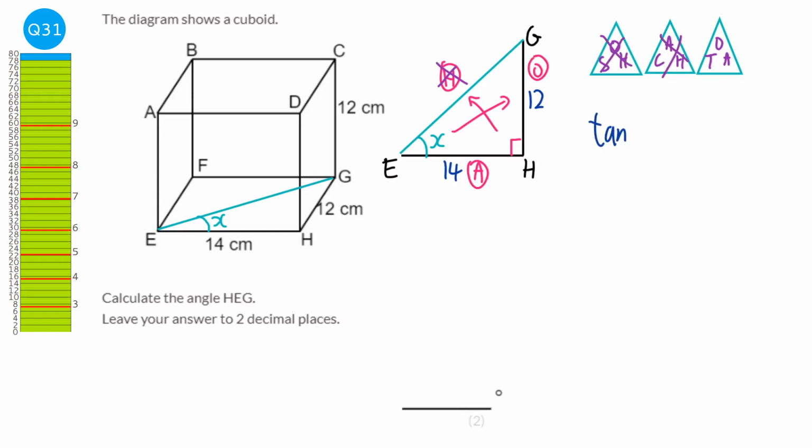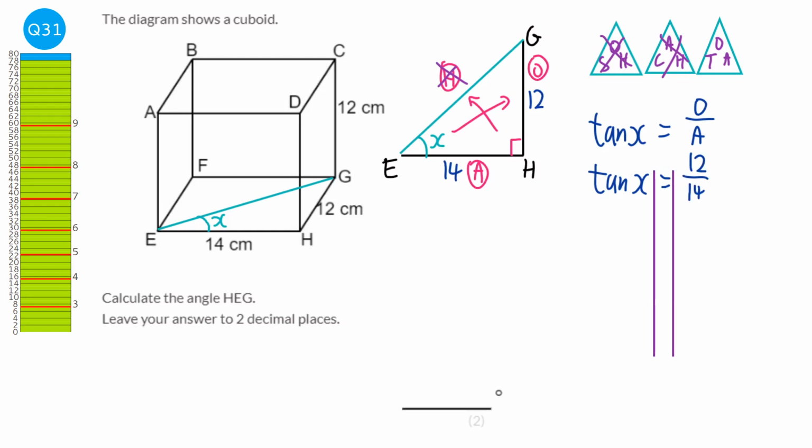TOA is short for tan of the angle equals the opposite over adjacent. The angle is what we're looking for, so I'm just going to call that X. The opposite is 12 and the adjacent is 14. Get my solving lines in because we're going to do the inverse tan both sides. And so we've got X equals the inverse tan of 12 over 14, which is 40.601 blah blah blah. And to 2 decimal places, that will be 40.60.